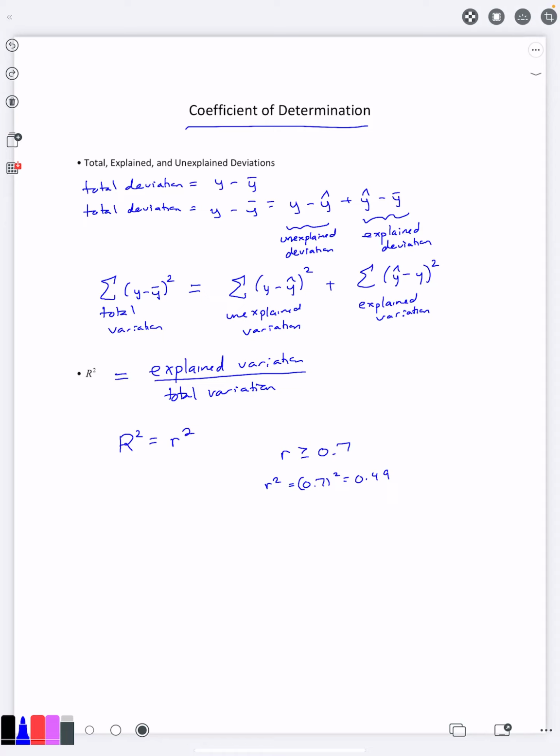So this is trying to understand what this capital R squared is, what it means, and how we can use it to decide whether our straight line is actually a good fit or not.